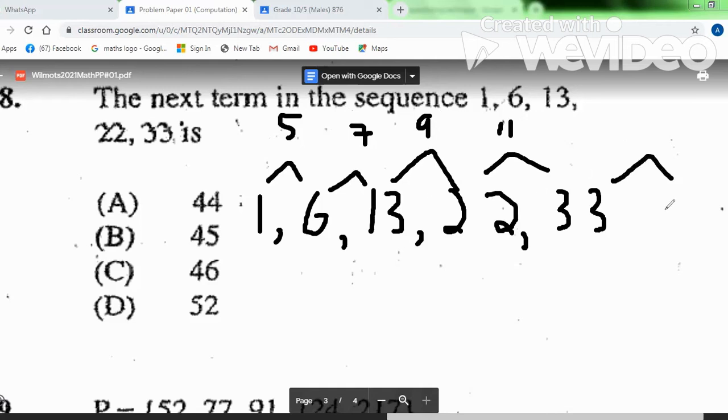So if you want to know the number right here, if this is 11, then this must be what? 13. So add 13 plus 33 and that will give you 46.